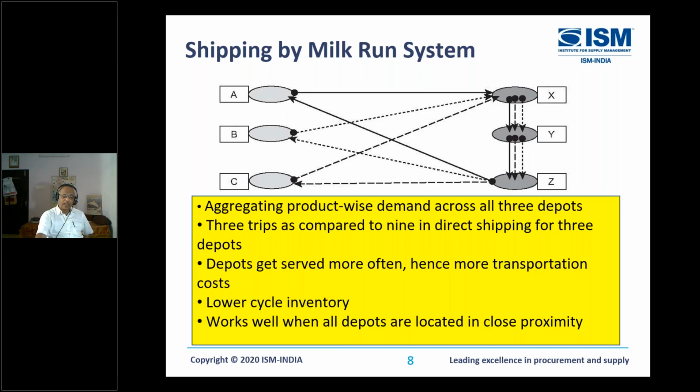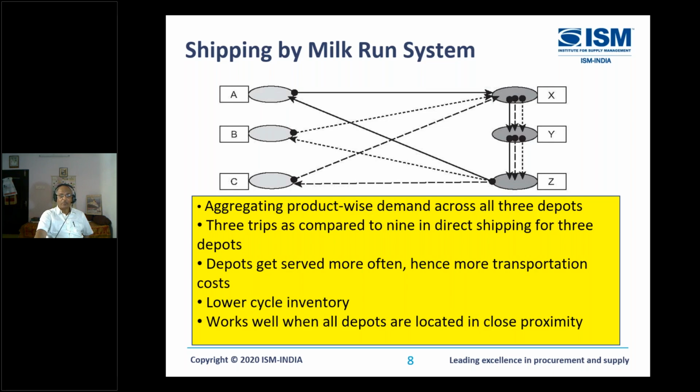Here, for example, A delivers the material to X, part delivered, and then it goes to Y, and then delivers the balanced parts, and then goes to Z, final balanced parts, and then it goes back to A. So here, there is aggregation of the product-wise demand across all three depots. Now, there are 3 trips compared to 9 trips which we followed for the direct shipment. And depots get served more often, and hence more transportation cost.